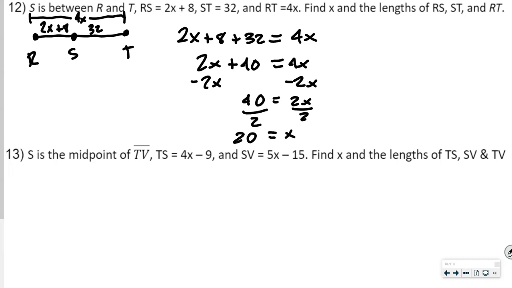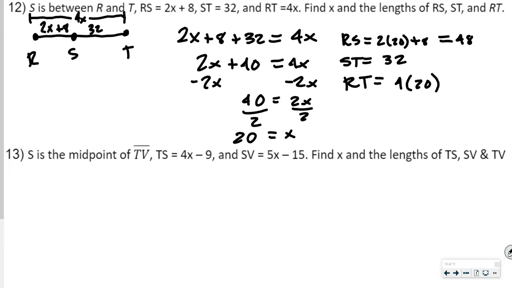Now to get our answers, we got to plug that back in. So if we're looking for RS, we're going to say 2 times 20 plus our 8. So that's going to be 48, right? Okay. Then we've got ST, and ST is already given to us as 32, isn't it? And then it's asking us for RT, and it's just doing this so we can think through the problem, okay? So RT is going to be equal to what? 4 times 20, so that's 80.